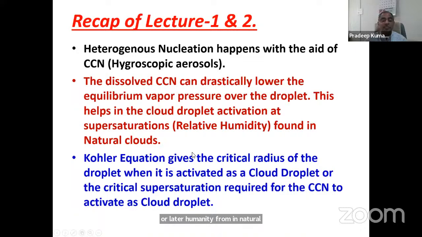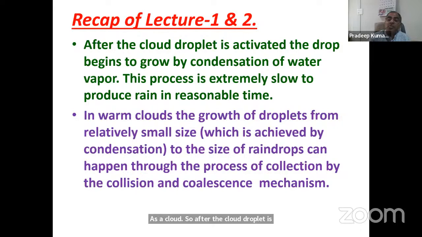The Kohler equation, and I described the Kohler curve and explained how the activation happens. The Kohler equation gives the critical radius of the droplet when it is activated as a cloud droplet, or the critical supersaturation required for the CCN to activate as a cloud droplet. After the cloud droplet is activated, the drop begins to grow by condensation of water vapor. I said that the growth rate is inversely proportional to the radius of the drop. Therefore, this is a very slow process to produce rain in a reasonable time.